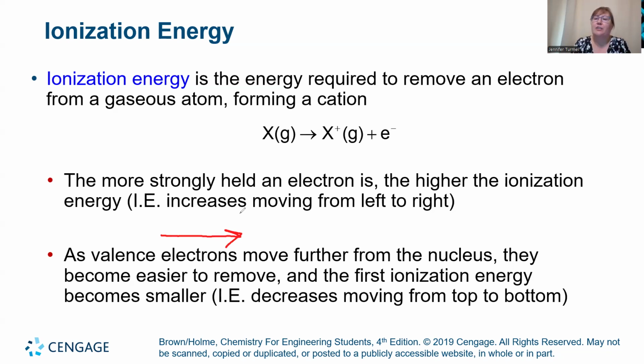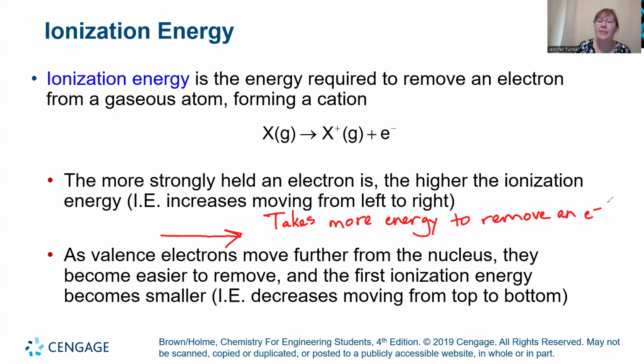protons are increasing, just like they were for atomic radius. Our protons are increasing, okay? And that's holding them in tighter, so it's going to take more energy. So it takes more energy to remove an electron as we move across the table, okay? And that means that our ionization energy increases.